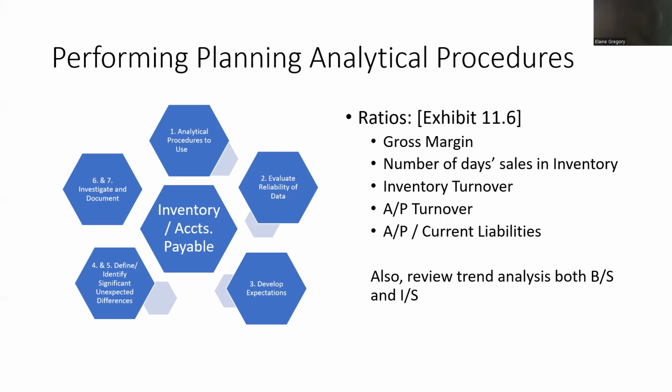Also, you can review trend analysis in both balance sheet and income statement, but make sure that when you are looking at that trend analysis, you are cognizant of any changes between prior years and the current year regarding the type of inventory that's being purchased. Maybe there's new contracts out there. There could be cyclical issues or supply chain issues that we have to think about. So trend analysis is great, but always be cognizant of conditions that may skew your data results.